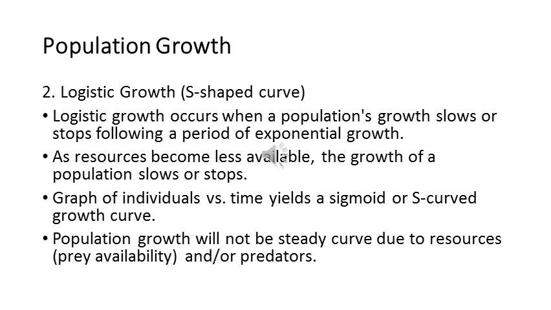As resources become less available, the growth of a population slows or stops. A graph of individuals versus time yields a sigmoid or S-shaped growth curve. Population growth will not be steady due to limited resources and predators or disease.